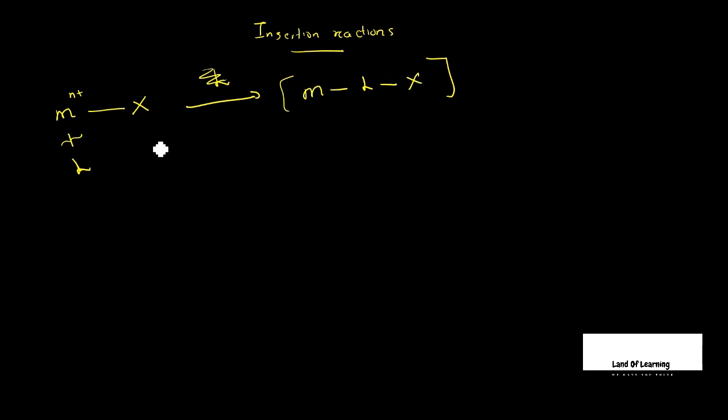So look at this pattern. In oxidative addition, two ligands from outside come into our metal center and bind to it. In reductive elimination, two ligands from our metal center are removed. But in this case, only one ligand gets inserted into the bond between another ligand and the metal center. That's the pattern you need to identify.